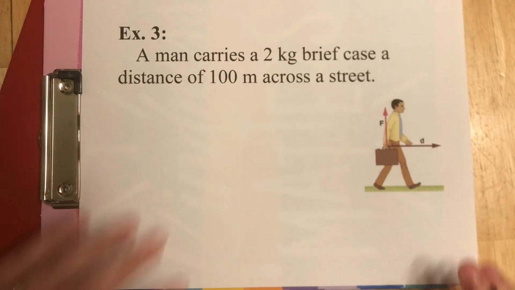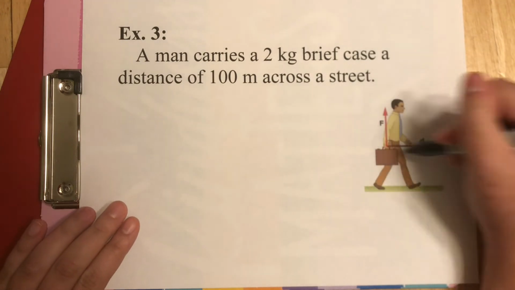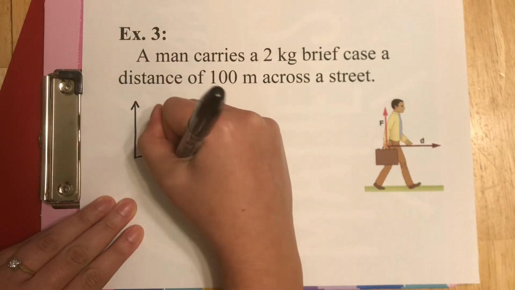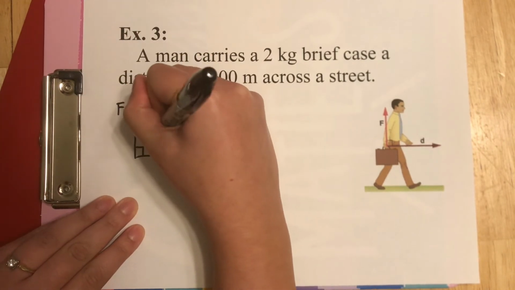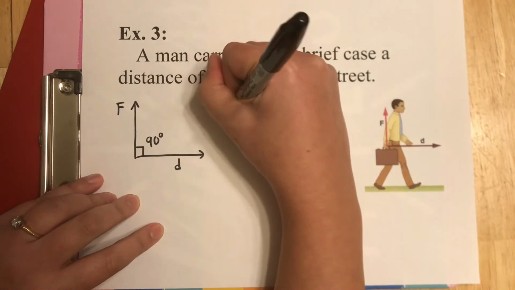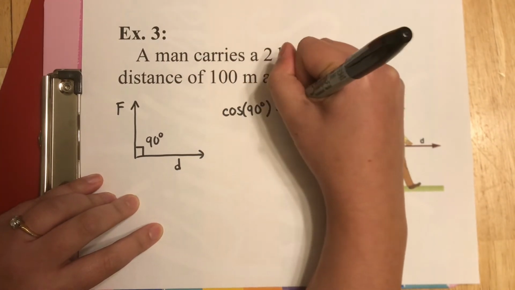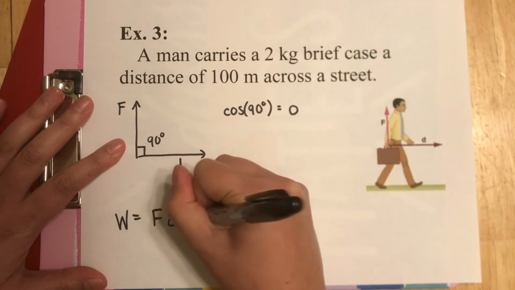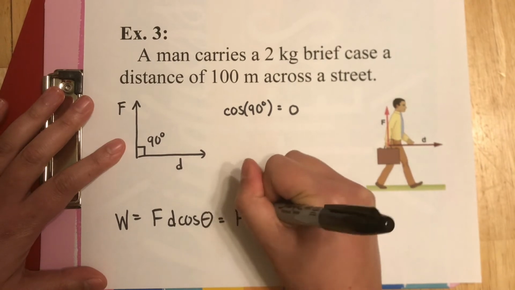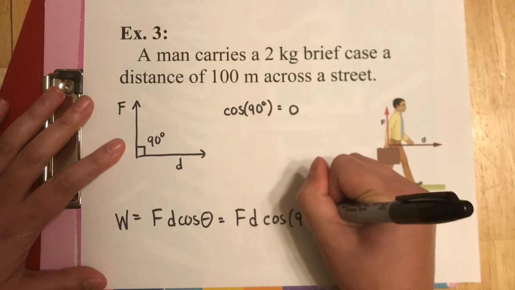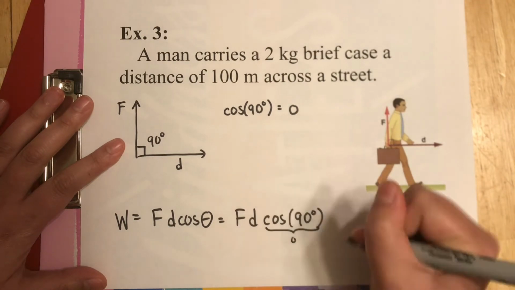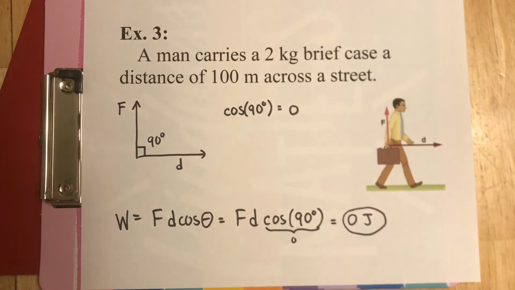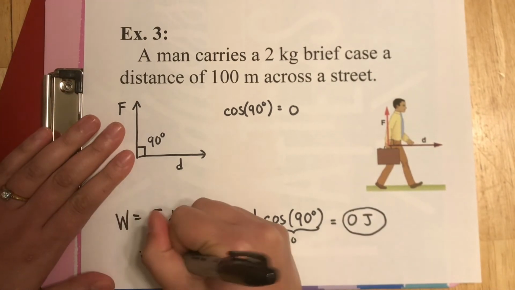All right, example 3. Okay, so a person is carrying a 2-kilogram briefcase a distance of 100 meters across the street. According to the diagram, they're putting an applied force upwards, but notice that the force and distance are now at 90 degrees from each other, and cosine of 90 is always equal to 0. So if I go to F D cosine 90 degrees, that always gives me force times distance times 0. And anything times 0 is always 0. What that means is 0 joules of work are done.